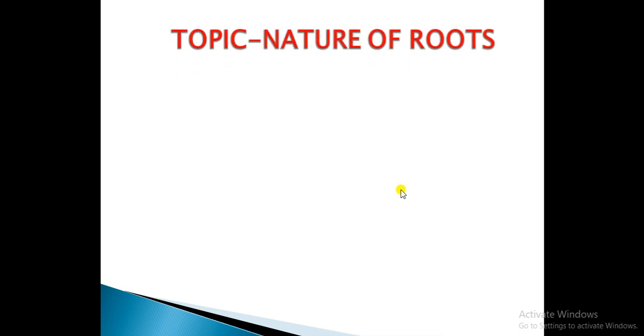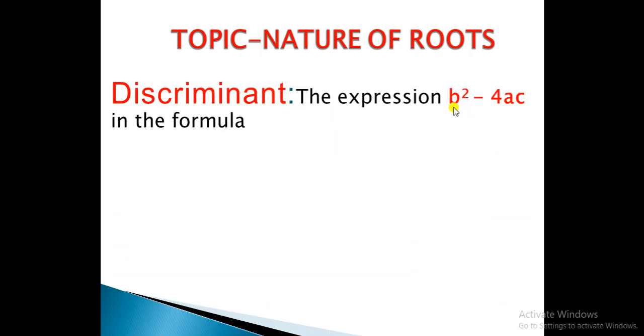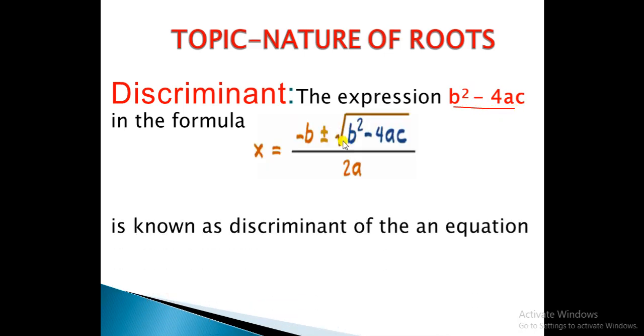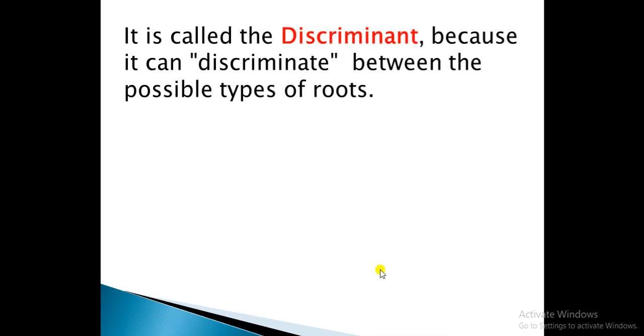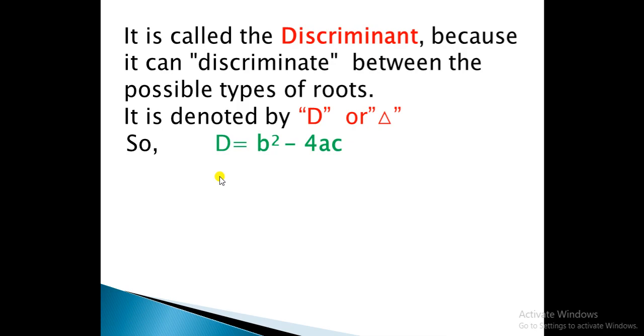Students, we have seen the roots, we have seen the equation. Now what about the nature of those roots? So this is the topic of today, that is nature of roots. So first of all we will deal with the discriminant. The expression b square minus 4ac in the quadratic formula is known as the discriminant of the equation ax square plus bx plus c equals to 0. It is called discriminant as the word indicates: discriminate means it can discriminate between the possible types of roots. It is denoted by capital letter D or del. We call this del.